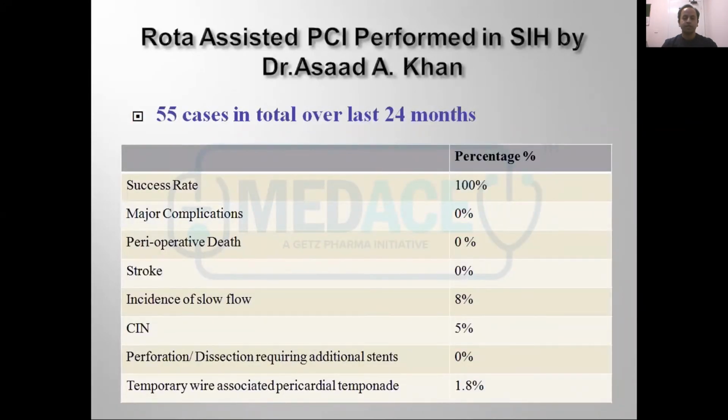This is the data of the rota cases that we did in the last 24 months under the supervision of Dr. Asaad Akbar Khan. The success rate was 100%. There were no major complications, no stroke, no perioperative death. The incidence of slow flow was 8%. Contrast-induced nephropathy was 5%. No perforation or dissection occurred during the procedure. In one patient, we did a temporary wire and there was wire-associated pericardial tamponade.